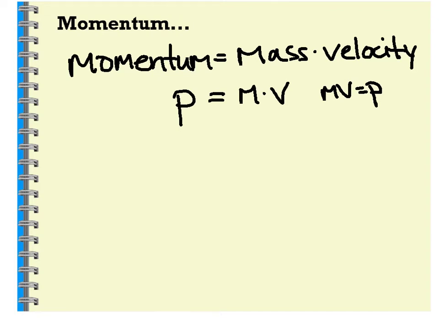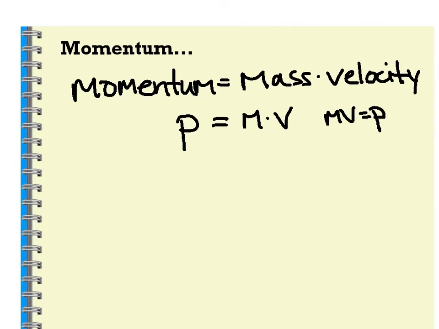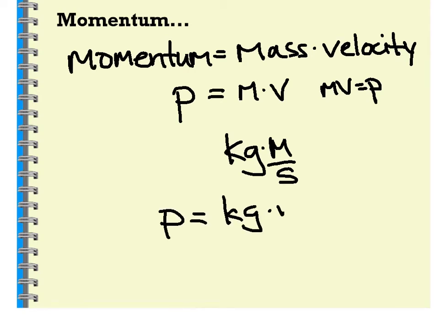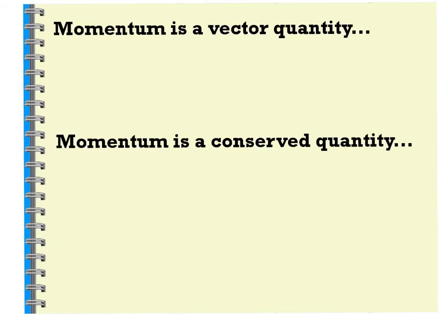Now, the units for this are, well, we always multiply the units. So mass is going to be in kilograms. Velocity is going to be in meters per second. So our units for P are going to be kg times meters divided by seconds. It's almost a Newton, but we're not squaring it up here. And there's no real fancy name for it. It's just kilograms times meters divided by seconds.